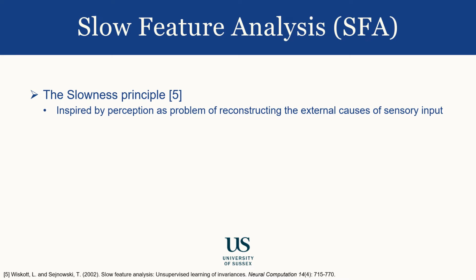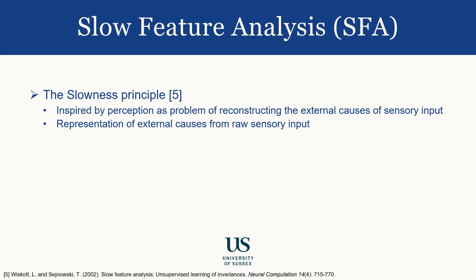The slowness principle has its origins in neuroscience and potentially is a method performed within the visual cortex to reconstruct external causes of visual stimuli. It is applied to represent the external causes based on raw sensory input.